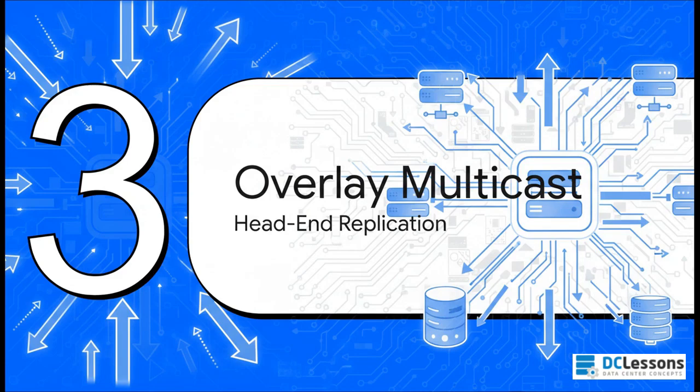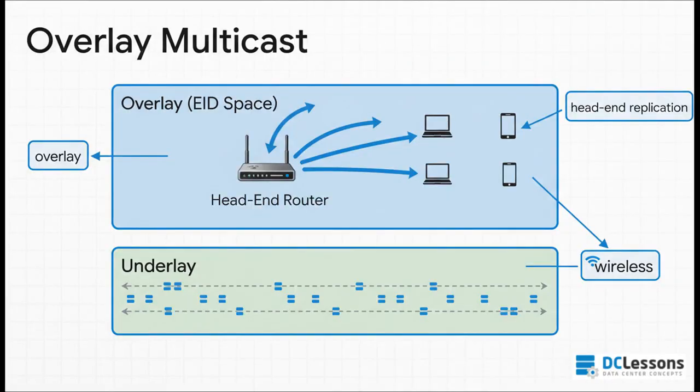Okay, so that's native. Now let's flip the coin and look at the other side of this, overlay multicast. If native multicast is all about pushing the work down into the underlay, overlay is about pulling all that work up to the head end. With overlay multicast, your physical underlay's job becomes dead simple. Just get packets from point A to point B. That's it.